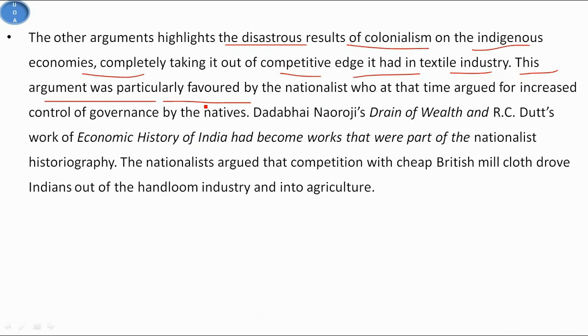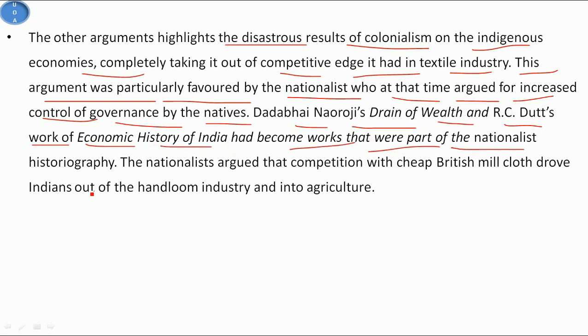This argument was particularly favored by the nationalists, who at that time argued for increased control of governance by the natives. Dadabhai Naoroji's Poverty and Un-British Rule in India and R.C. Dutt's work, The Economic History of India, became works that were part of the nationalist historiography. The nationalists argued that competition with cheap British mill cloth drove Indians out of the handloom industry and into agriculture. Even Marx considered that India was not stagnant till the British came and took over. He agrees with the exploitative nature of colonialism.